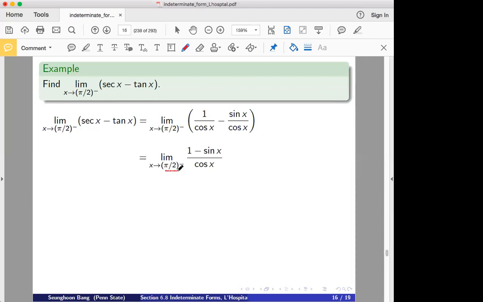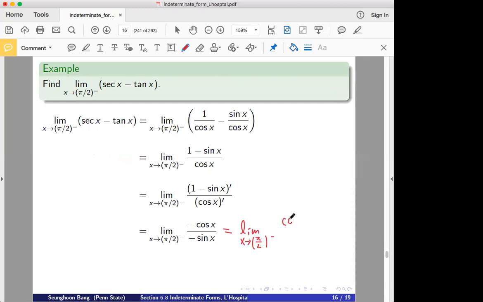So what happens? You plug pi over 2 in here. 1 minus sine pi over 2 is 1 minus 1, and cosine pi over 2 is 0. Exactly 0 over 0, so you have to use L'Hopital's rule. The derivative of 1 is 0, sine prime is cosine, cosine prime is negative sine. You can change it to positive. This is the same as the limit as x approaches pi over 2 from the left of cosine x over sine x.